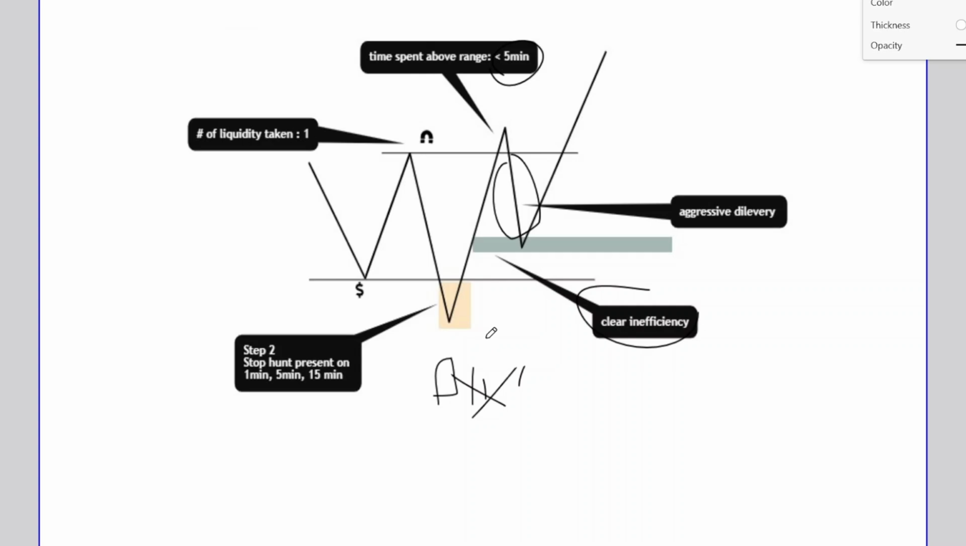Again, you cannot use this entry by missing one of the rules. So let's say your stop hunt here is available on the 1 minute, but when you go on the 5 minute, it's a wick, but all these other rules check out. This entry is still nullified.